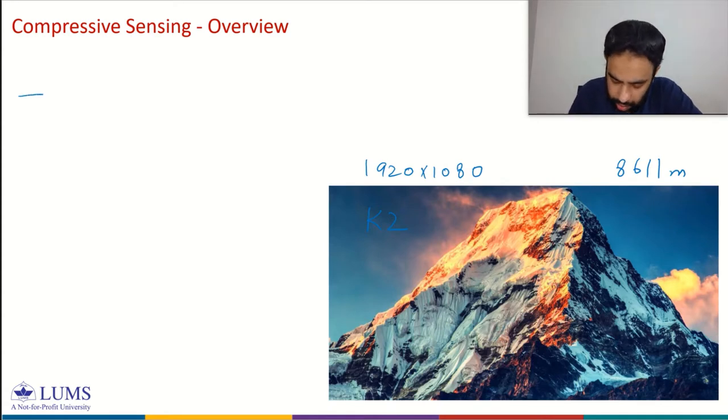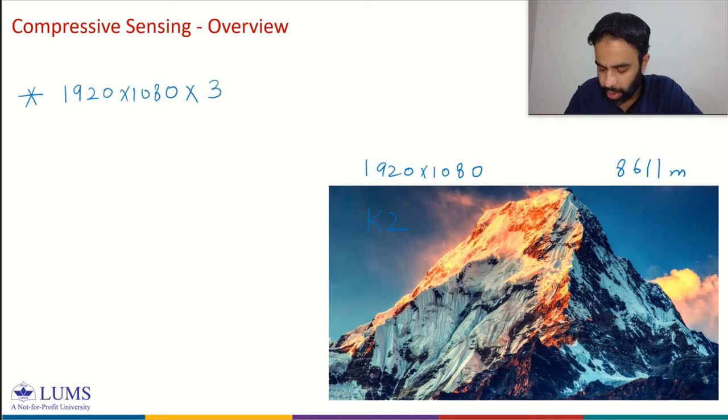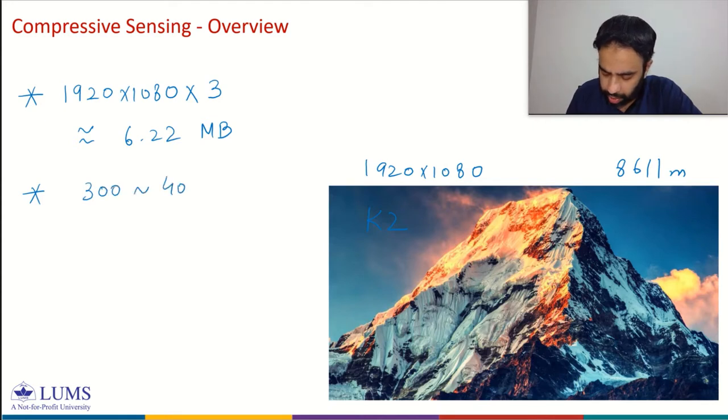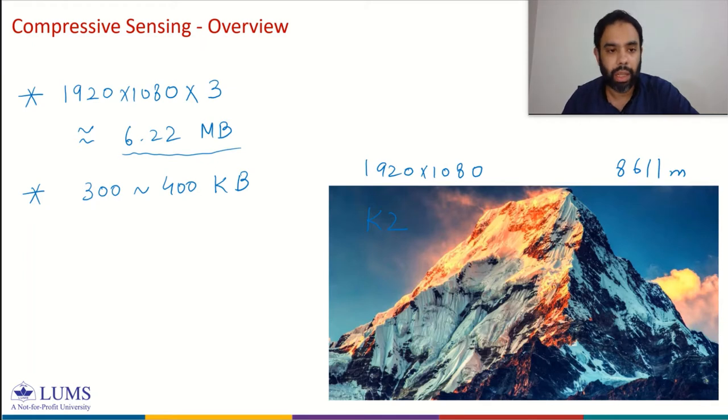So if I want to store an image of this size, how many bytes do we need? I need 1920 times 1080 pixels times 1 byte per color, and since we have RGB, 3 bytes, and this roughly amounts to 6.22 megabytes of storage. But when I store this image, it can be stored in around 300 to 400, say we take 400 kilobytes. So how can we store an image in such a smaller size? This is around 1 over 15 times the amount of data we require if we just use 6.22 megabytes. So the question here is, how can we store it in a smaller size?